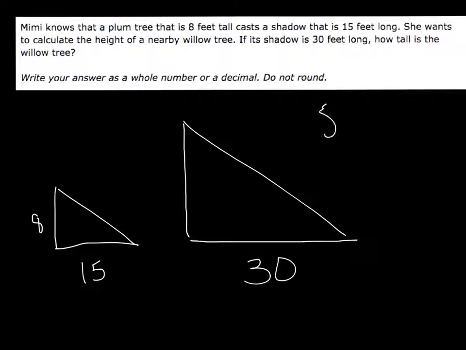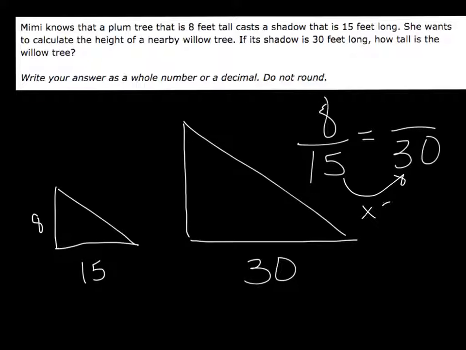We've got a ratio of 8 to 15 equal to something over 30. We're comparing the height of the tree over the length of its shadow. Height of the willow tree is missing, so we leave this blank, and the length of its shadow is 30. To get from 15 to 30, that's a times 2. Whatever we do to the denominator, do the same up top. 8 times 2, 16. So this willow tree is 16 feet tall. That's a pretty tall tree.